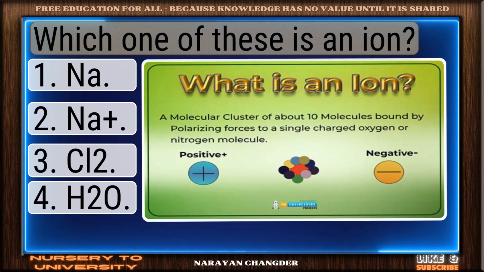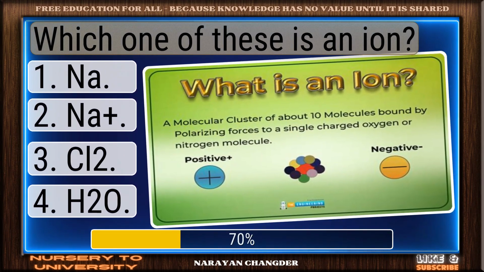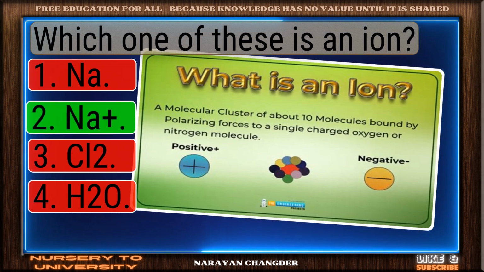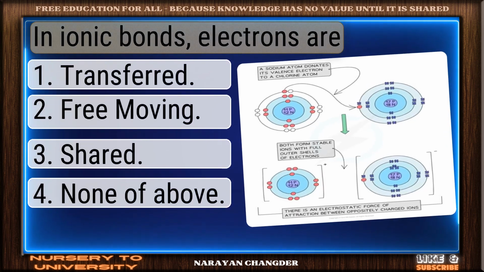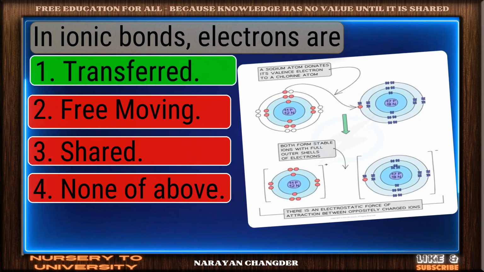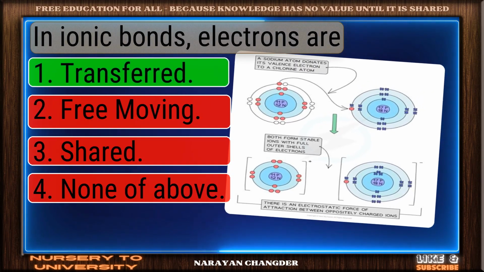Which one of these is an ion? Strong choice. Na+ is the right answer. In ionic bonds, electrons are... Nicely done. Transferred is a solid answer.